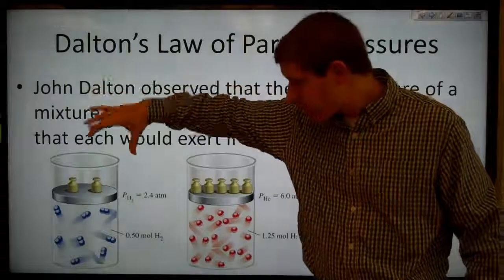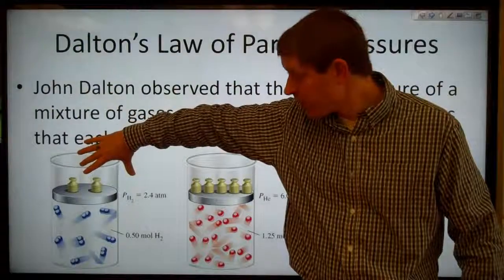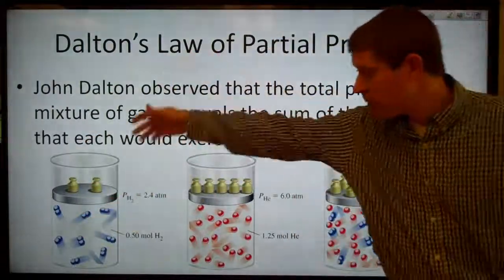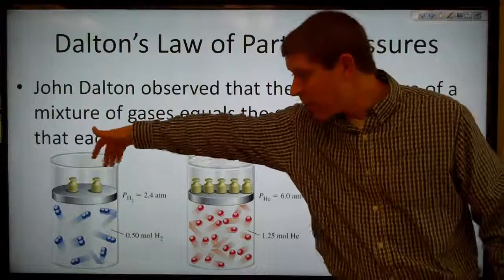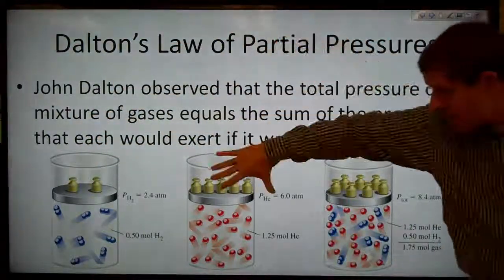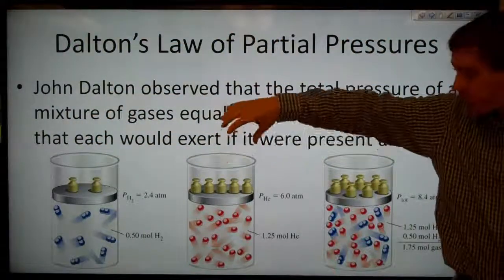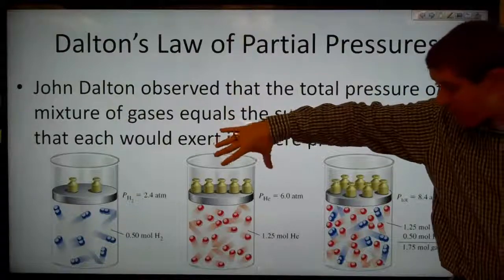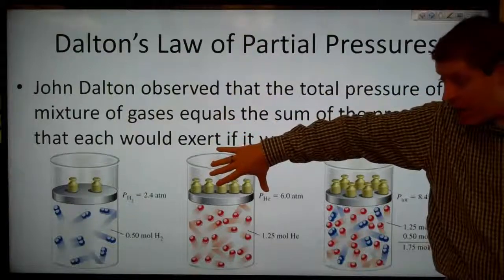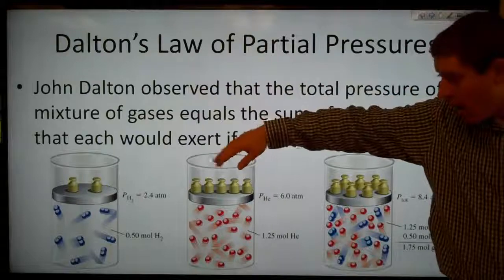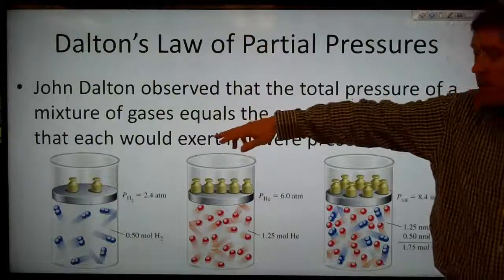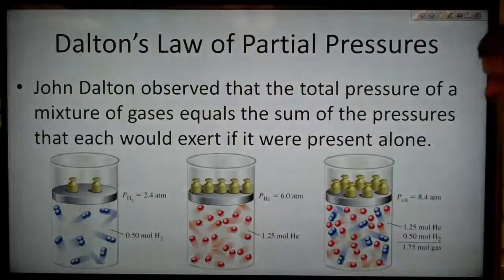So if we take, say, this container where we have the blue molecules, we've got some pressure being exerted downwards, we've got two weights there. We have this other container, same volume, but now we have the red molecules, we have some other pressure being exerted. In this case we have five weights.